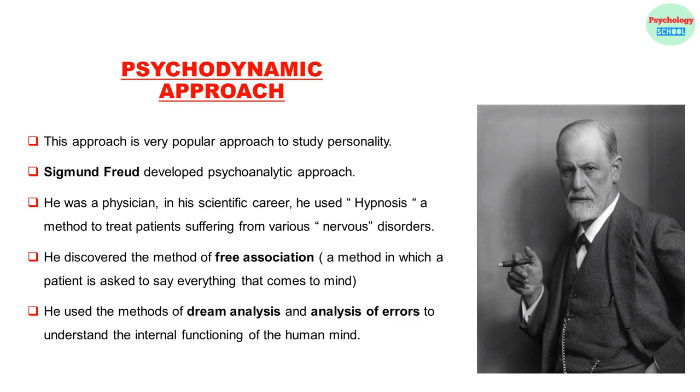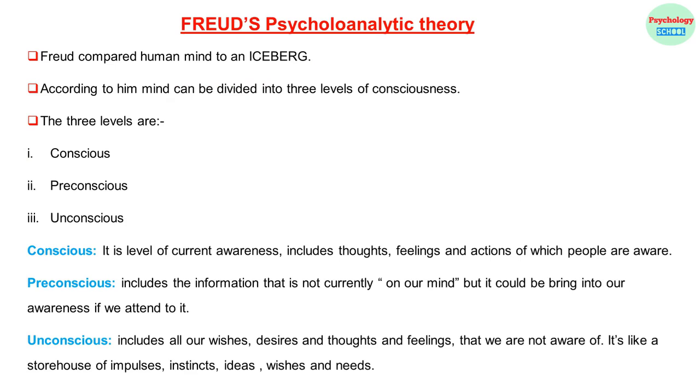So, according to Freud, the human mind plays an important role in directing one's behavior. So, he compared the human mind to an iceberg, and according to him, the mind can be divided into 3 compartments or 3 levels of consciousness. So, there are 3 divisions: conscious, preconscious and unconscious. So, the first level is conscious.